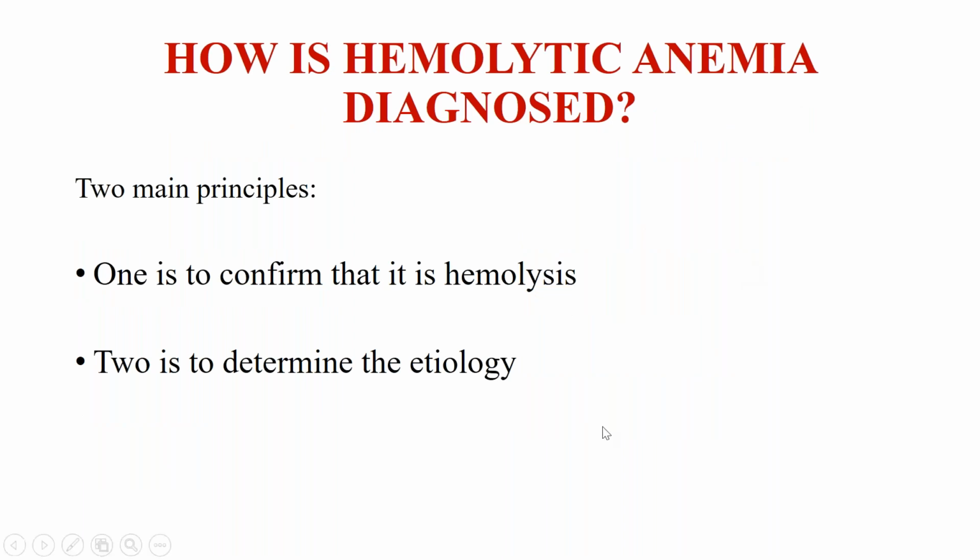So one important thing is how do we diagnose that yes, this is a hemolytic anemia which is going on. We know there is anemia, but we have to confirm that there is a hemolysis process which is going on. And then we have to determine the etiology of hemolysis that I have just shown you. There can be multiple causes of hemolysis in any child.